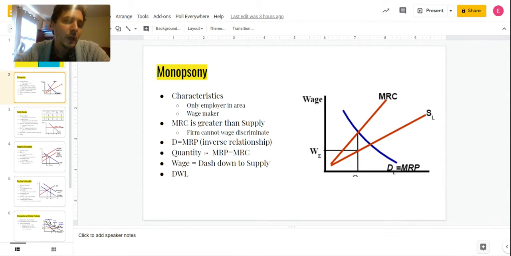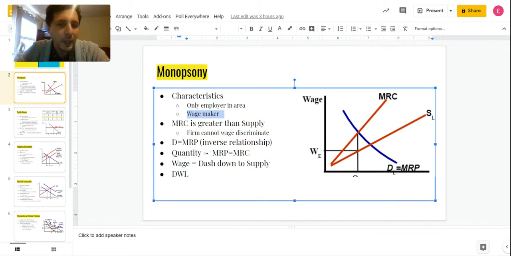As a result, they have a limited amount of power, which makes the monopsony, the second characteristic, a wage maker, meaning that they have control over the wage. They don't have to pay a higher wage. They don't have to give great benefits. They're able to push that wage lower because of their power in the marketplace.